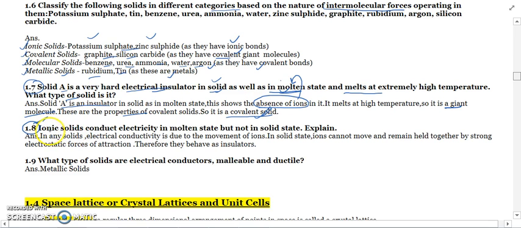The next question is: ionic solids conduct electricity in the molten state but not in the solid state. Explain. This point we have already covered. In the molten state ions can move, but in the solid state ions cannot move. To conduct electricity, ions have to move. Therefore, in the solid state they don't move, so they don't conduct electricity. The last one: solids that are electrical conductors, malleable and ductile. These are metallic solids because they conduct electricity, and they are malleable and ductile.